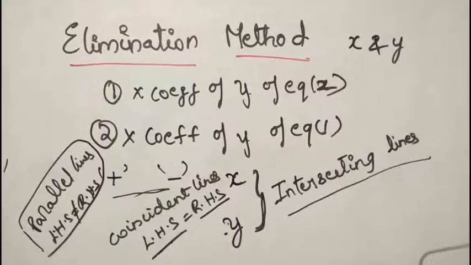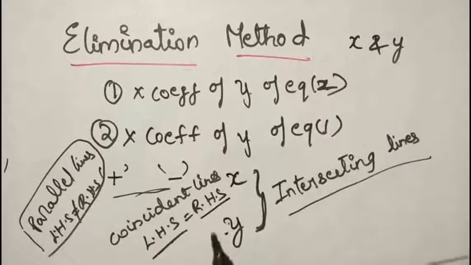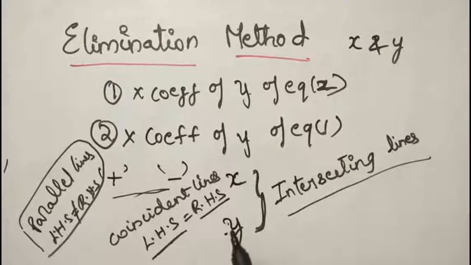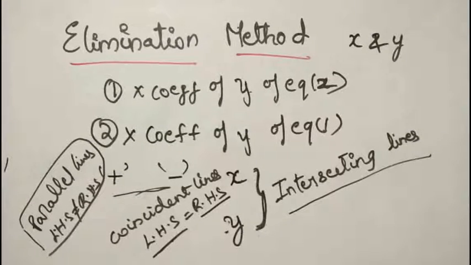LHS not equal to RHS means you will get a value here which is not equal to RHS, but you won't see the terms having the variable X or Y. You will get a constant term that is not equal to the RHS. These things you will observe by using the elimination method. Now let us take a few examples to understand this elimination method more clearly, and see what you will observe after eliminating the variables X or Y.